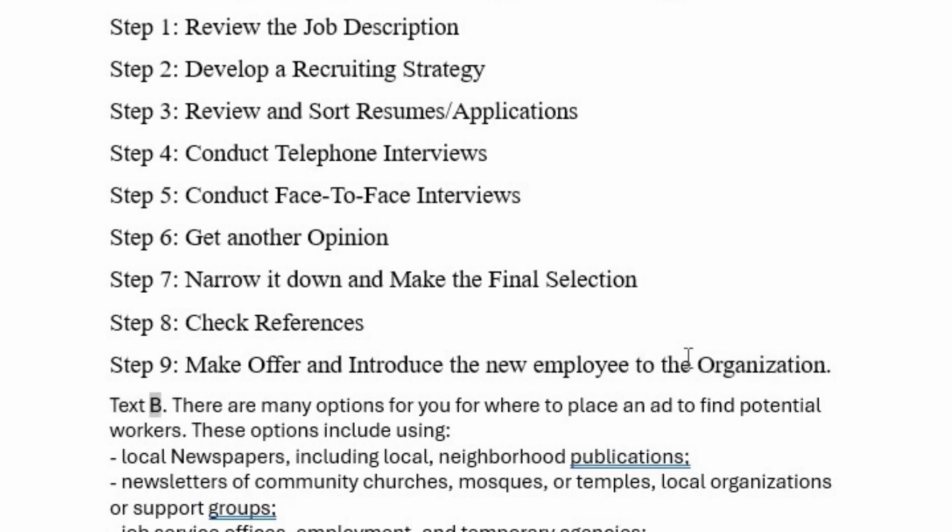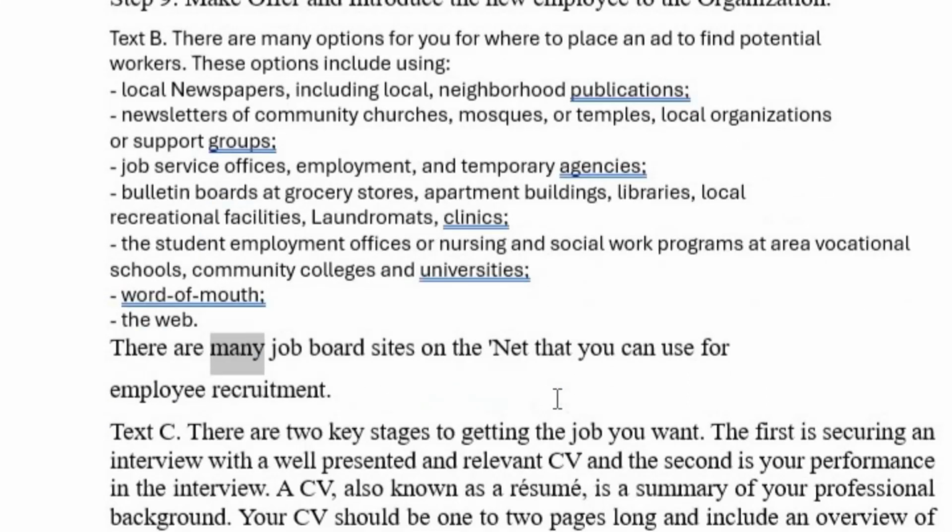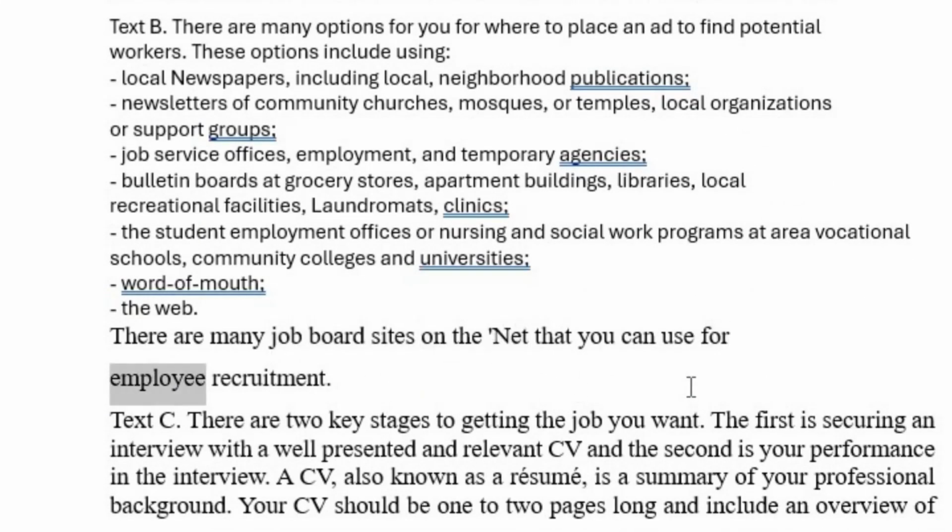Text B. There are many options for you for where to place an ad to find potential workers. These options include using local newspapers, including local, neighborhood publications, newsletters of community churches, mosques, or temples, local organizations or support groups, job service offices, employment and temporary agencies, bulletin boards at grocery stores, apartment buildings, libraries, local recreational facilities, laundromats, clinics, the student employment offices or nursing and social work programs at area vocational schools, community colleges, and universities. Word of mouth. The web. There are many job board sites on the net that you can use for employee recruitment.